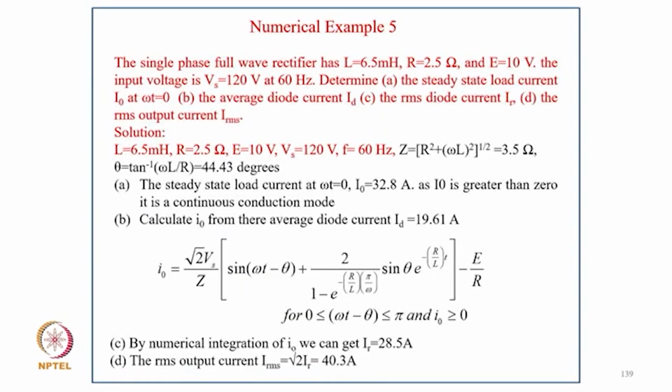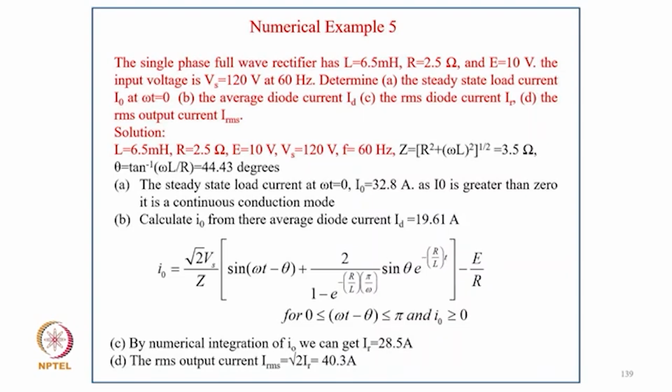Now coming to numerical example 5, the single phase full wave rectifier has L equal to 6.5 millihenry, R equal to 2.5 ohm, and E equal to 10 volt. The input voltage is Vs equal to 120 volts at 60 Hz. Determine the steady state load current I0 at omega t equal to 0, and the average diode current ID, and the RMS diode current IR, and the RMS load output current IRMS.